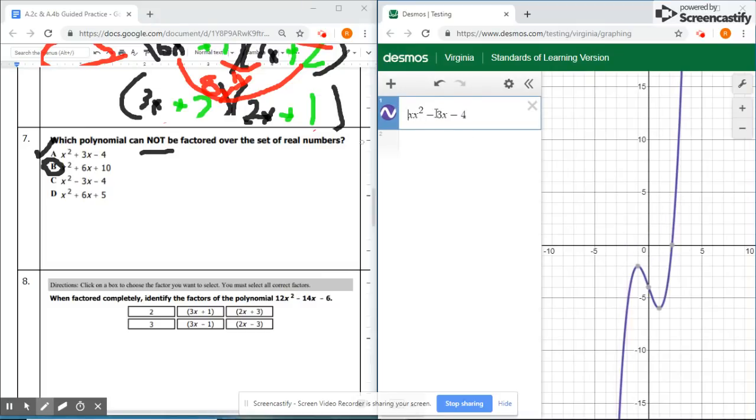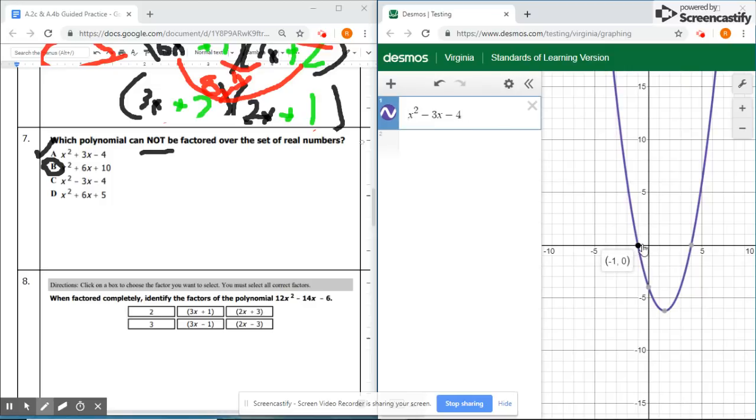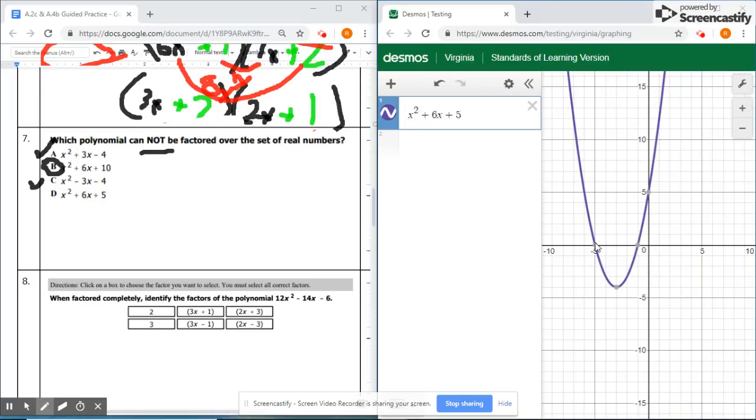Okay, oops. There we go. All right, this is -1 and 4. So again, really nice, easy numbers. So we know that this can be factored. And then let's quick check D. X squared plus 6x plus 5. Again, really nice, easy numbers so that we know it can be factored. And so the only one that really was not nice was B, because it was up here and did not touch the x-axis. We know that that means we'll have two imaginary or two non-real solutions. All right, so 7 was easy to check. Just graph on Desmos, see which ones cannot be factored.